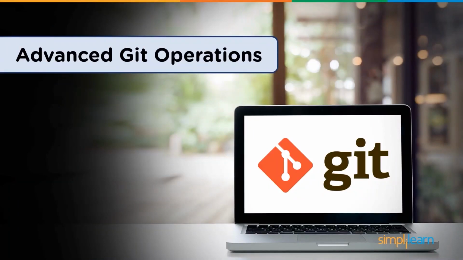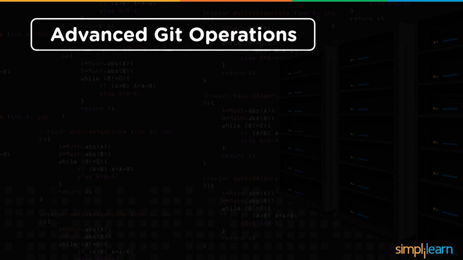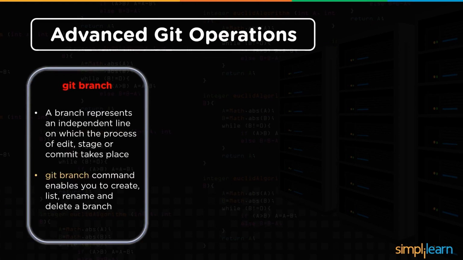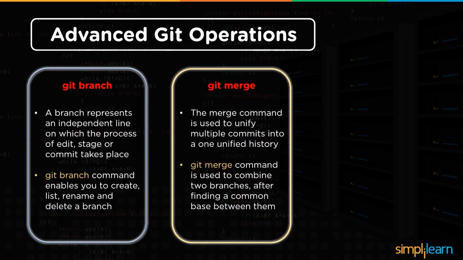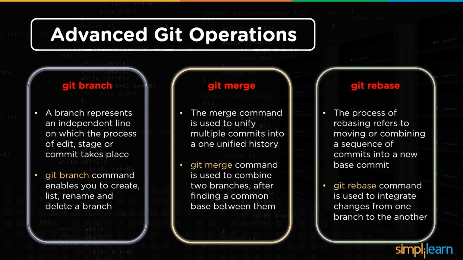So these were some of the Git operations which talk about how we can do some basic stuff. But now the next thing we have is the advanced Git operations. In this, a couple of operations are involved: Git branch, then Git merge, and then Git rebase.